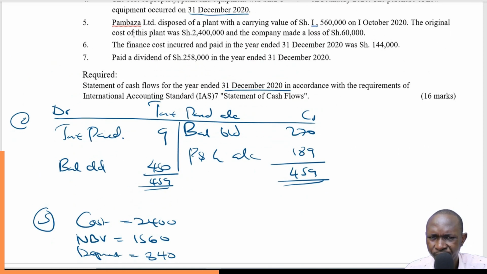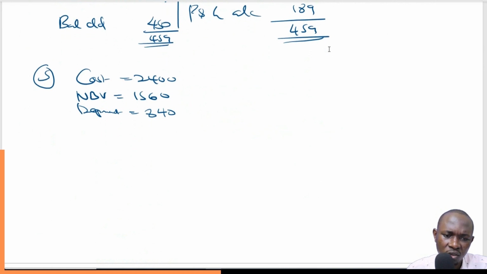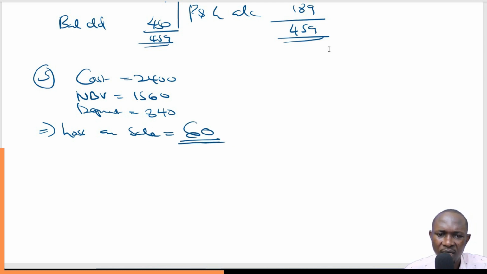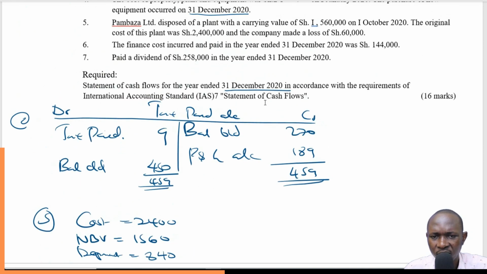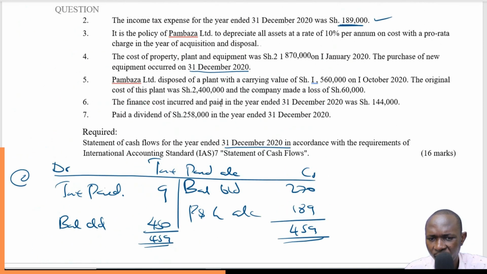And then the original cost of this plant was, and the company made a loss of 60. So of course we have loss on sale of this item. Loss on sale is how much? 60. Loss on sale is 60. So those are figures that we can pick from there. The finance cost incurred and paid in the year ended was 144, that is direct. Paid a dividend of 258, that is direct.